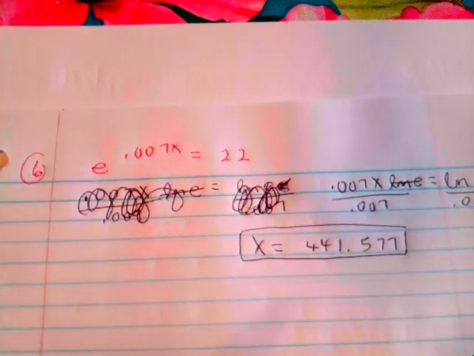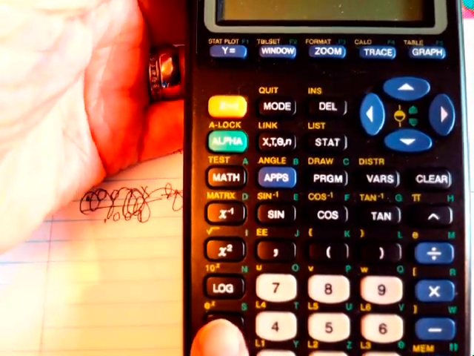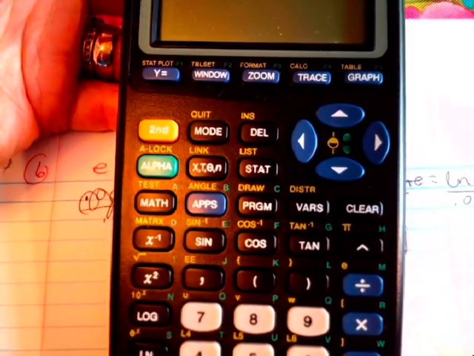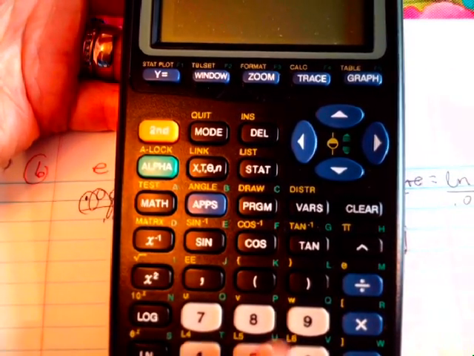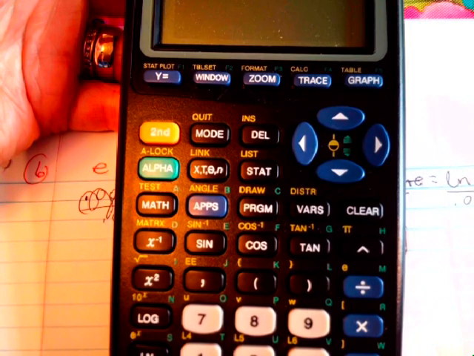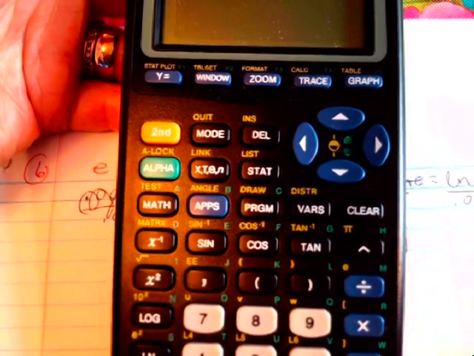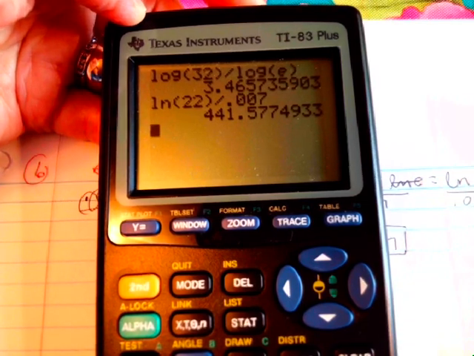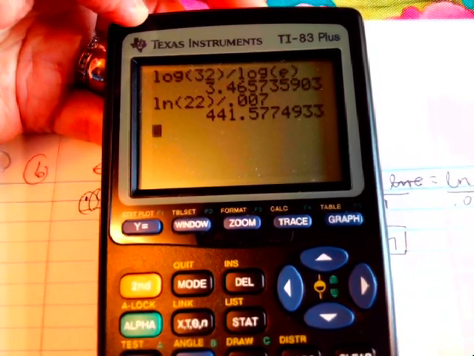You just put that in your calculator. Got a natural log key right here. So you've got to turn your calculator on. Natural log of 22, close parentheses, divided by 0.007. 441.577.